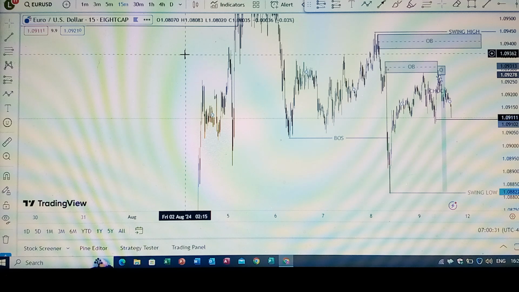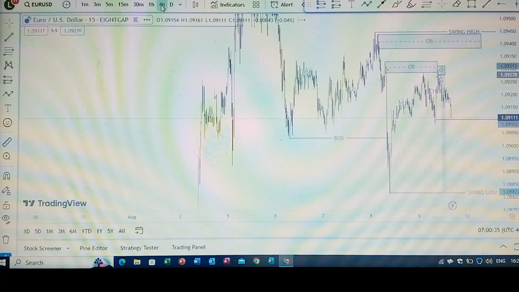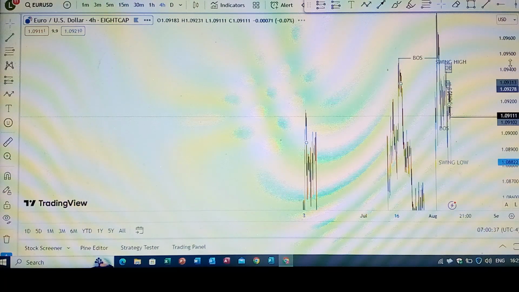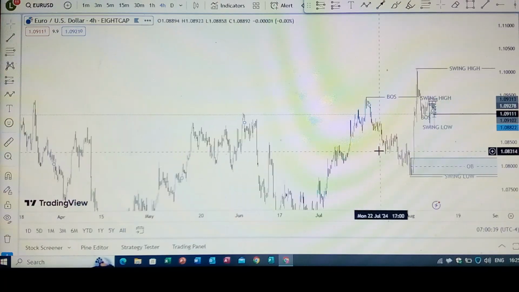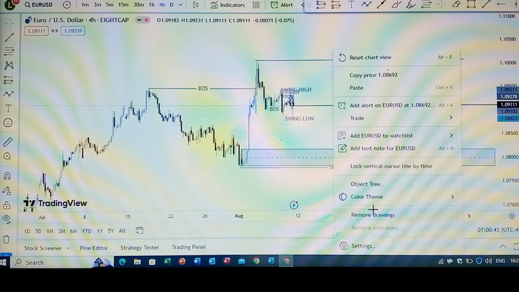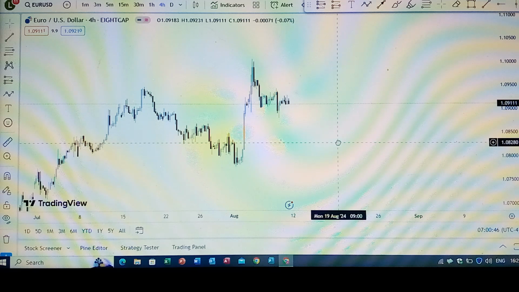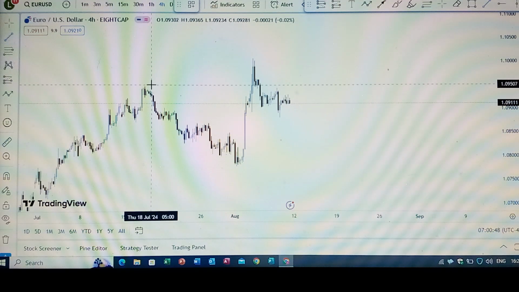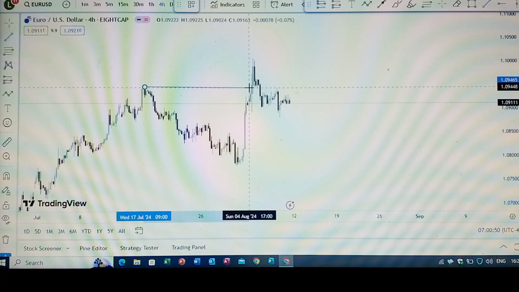Starting on the 4-hour time frame, let's check out what we have on Euro US dollar. So on the 4-hour time frame, guys, first step is context, or your market structure, right? So let me just remove all this. Starting on the 4-hour, if you just check, we have a breaker structure right here.